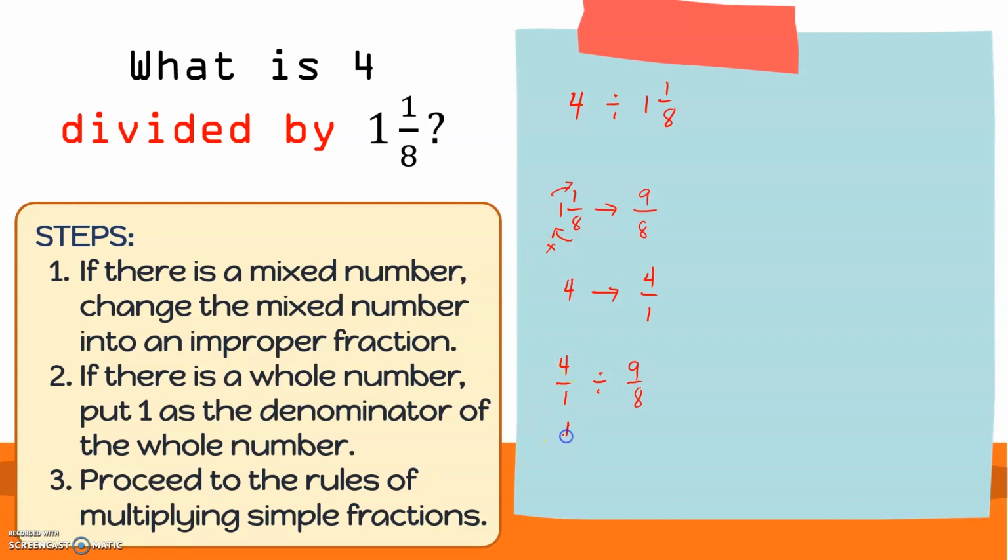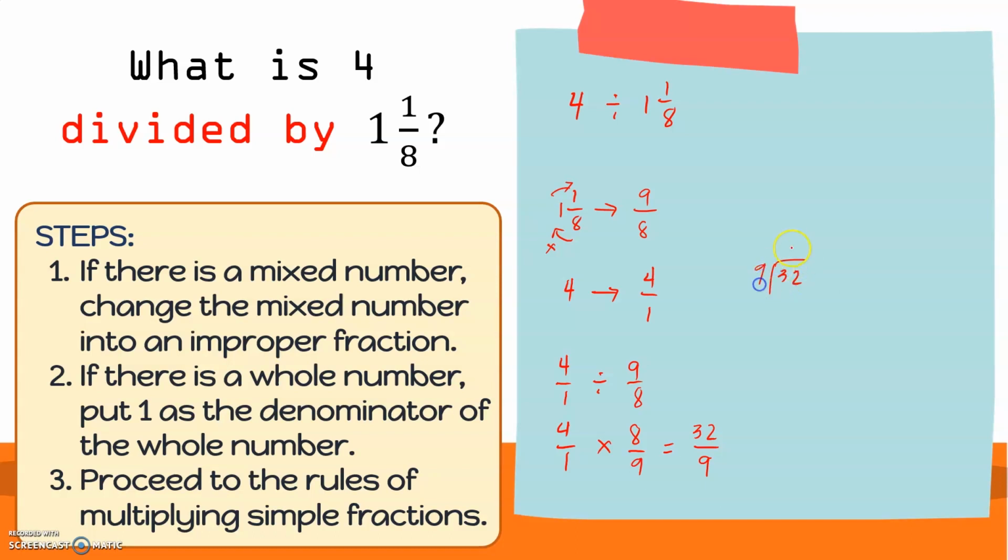So we'll have 4/1 times the reciprocal of 9/8, which is 8/9. 4 times 8 is 32. 1 times 9 is 9. 32/9 is an improper fraction, so we have to simplify it.